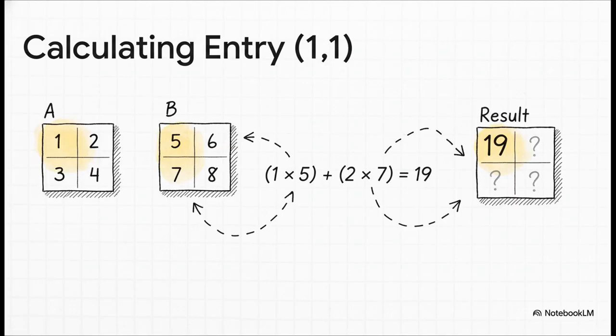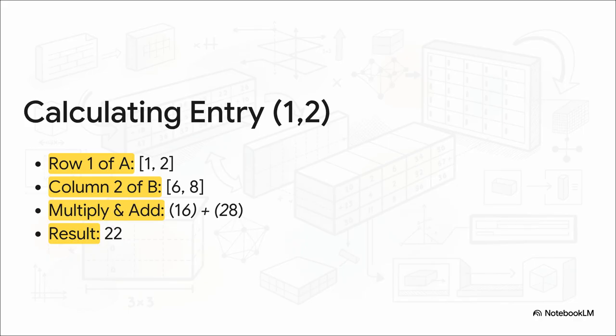We multiply the first numbers. 1 times 5 is 5. Then the second numbers. 2 times 7 is 14. Add them together. 5 plus 14 gives us 19. Boom. First entry is done. So what about the spot next to it? First row, second column? Well, we keep using the first row from A, but now we grab the second column from B. So it's 1 times 6 plus 2 times 8. That's 6 plus 16, which is 22.